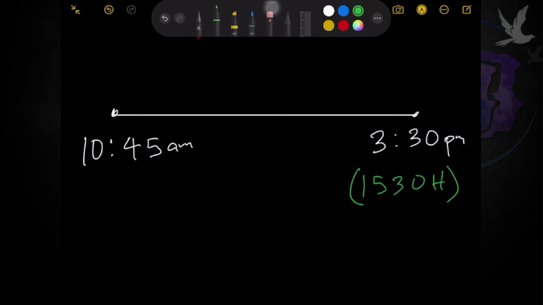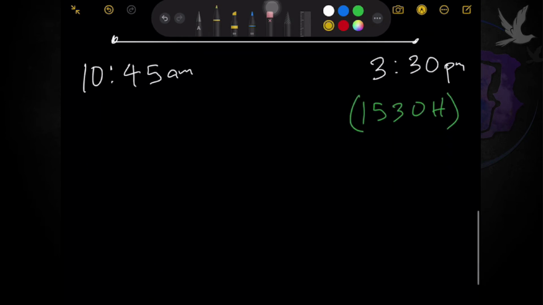It's just like that. But in your books, especially pages 192 to 193, they are all in 24-hour format. Okay. So, doing the timeline process, timeline first.